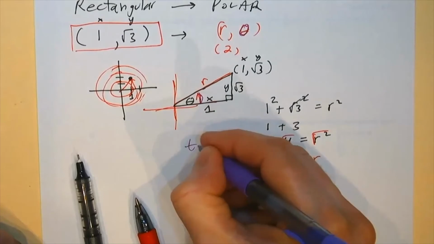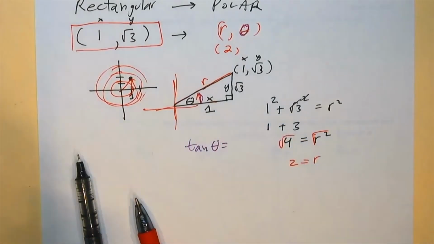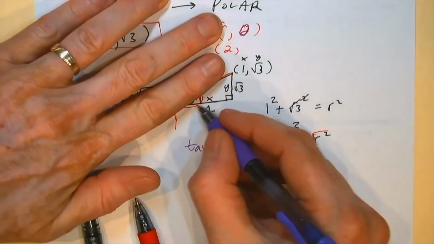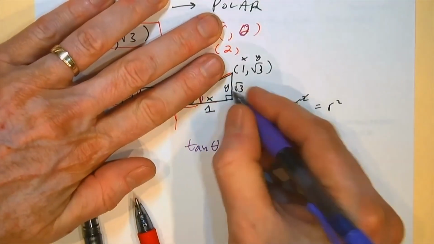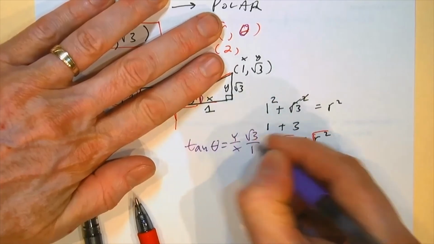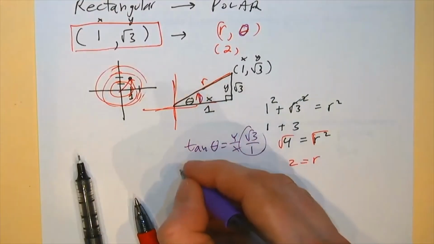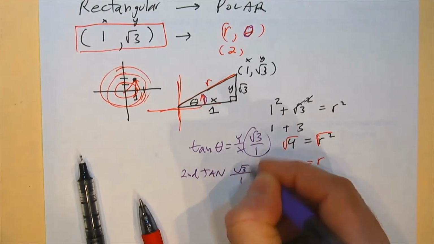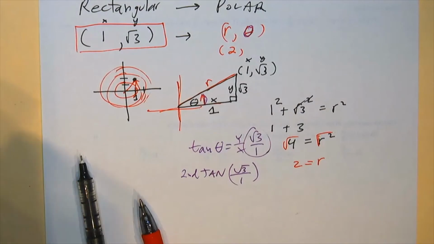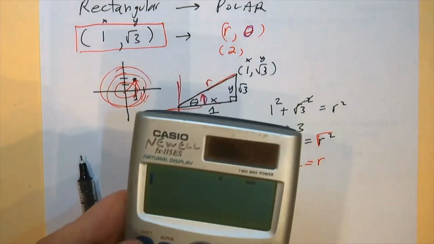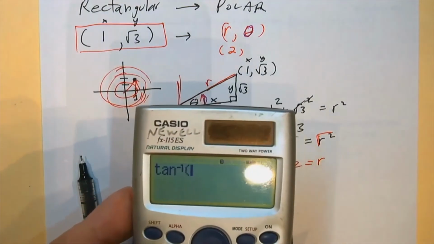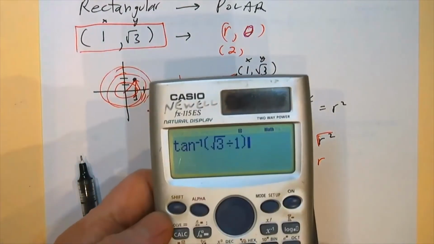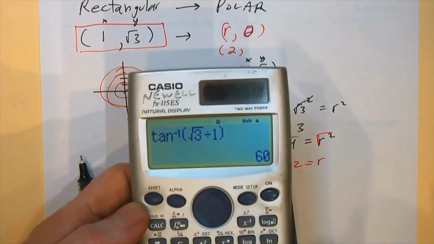How about I just say the tangent of the angle, and I'm just going to use the rule right here. The tangent is the opposite over adjacent, y over x, radical 3 over 1. Well, what angle is that? I could pull out my calculator and go second tangent, radical 3 over 1. In fact, I could do that right now. I could go second tangent, then radical 3 divided by 1, and okay, what is this? It says 60. I'm in degrees, 60 degrees.